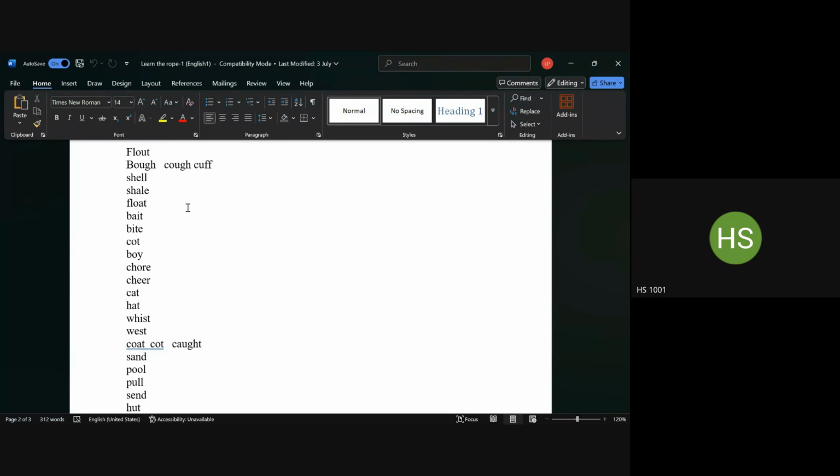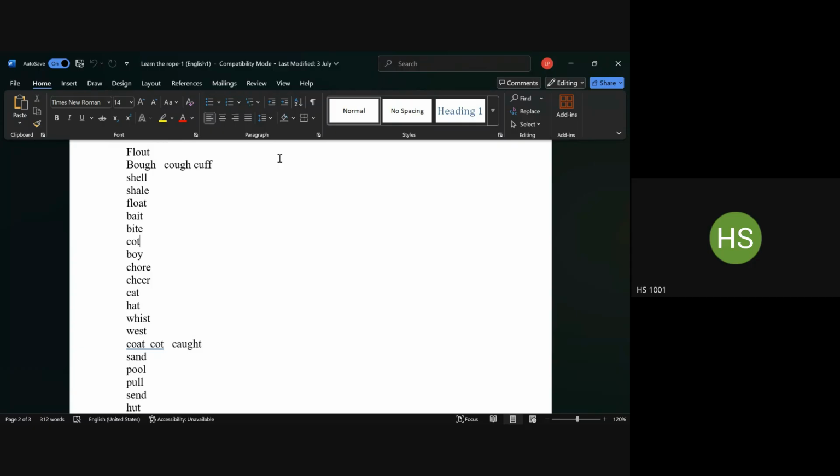Okay, next one is bait. Does it have a diphthong? Yes. So it has the A, right? The same as in the word shale, right? Bait and shale have different spellings, but they have the same diphthong sound. So that also has a diphthong. Then bite. Diphthong, right? So the I diphthong.